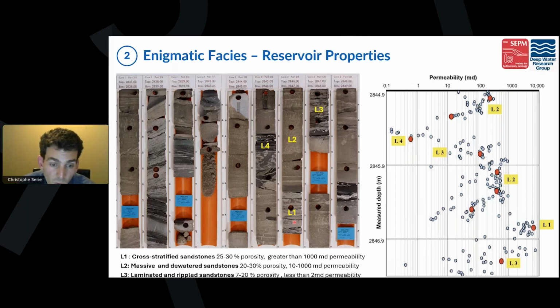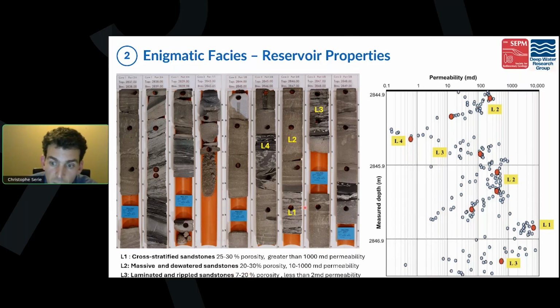But before we move on, it's quite important to understand the processes, because all those cross stratified sandstones, if you actually look at the reservoir property, are usually above 1 Darcy, and in some places up to 40 Darcys. And then the facies 2, L2 here, you see all this dewatering, and those are massive sands with dewatering. You have the same range of porosity, but the permeability is a lot lower. And then the same when you get down into those rippled and laminated sandstones.